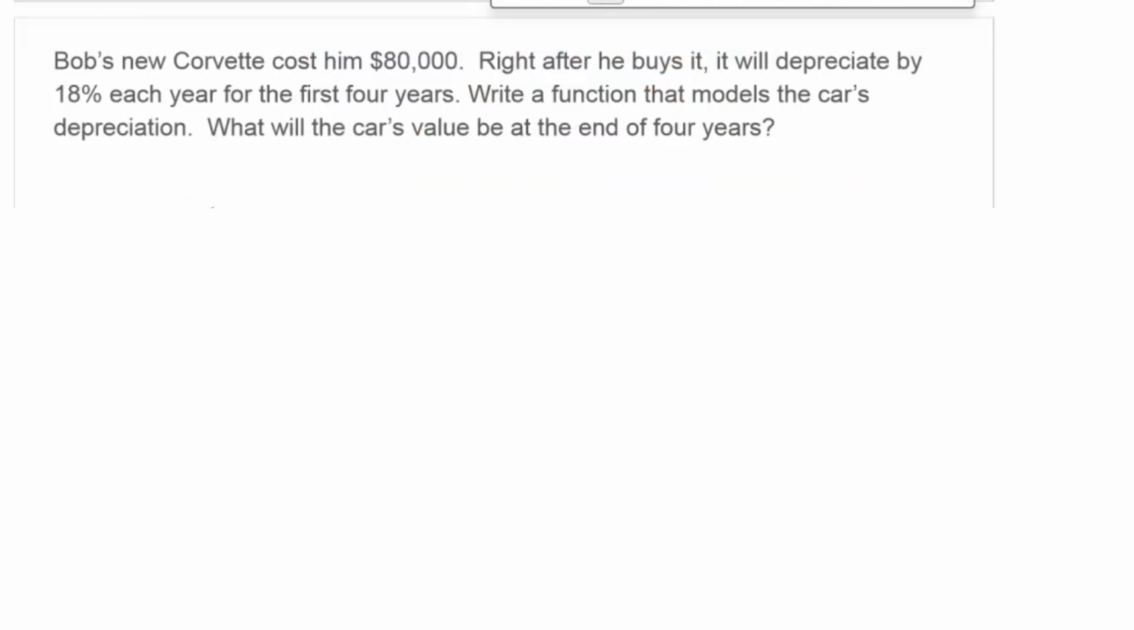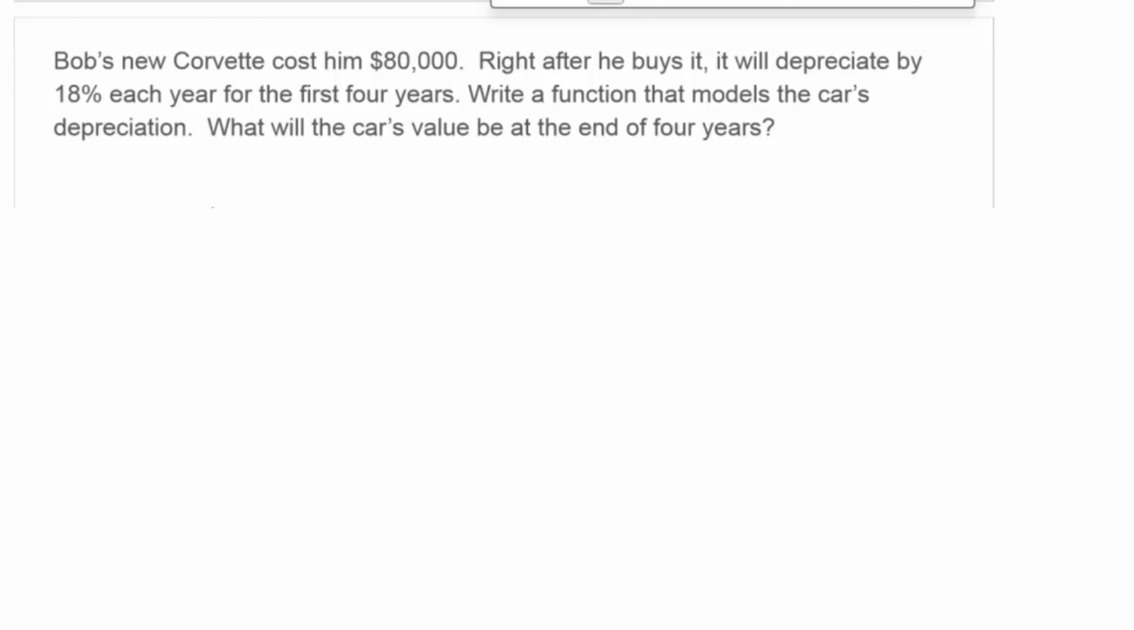Let's look at this next example. Bob's new Corvette cost him $80,000. Right after he buys it, it will depreciate by 18% each year for the first 4 years. Write a function that models the car's depreciation.